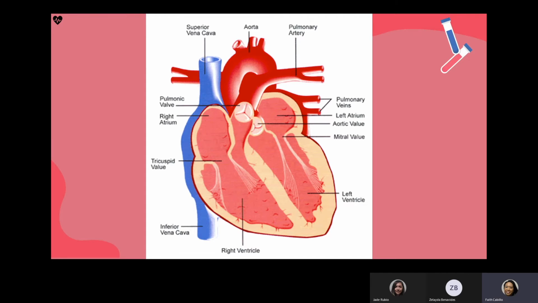Next, the aortic valve is located between the left ventricle and the aorta. How it works is when the heart muscle contracts and relaxes, the valves will open and close, letting the blood flow into the ventricle and aorta at alternating times.